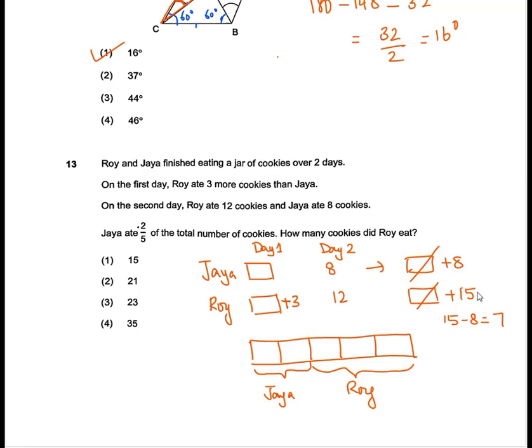If the difference is 7, and in terms of units you see here the difference is 1 unit, so 1 unit has to be 7. And since each of these units are identical, they will all be 7 here. So how many cookies did Roy eat? Roy ate 3 units, and each unit is 7, so 3 sevens, 21. So Roy ate 21 cookies.